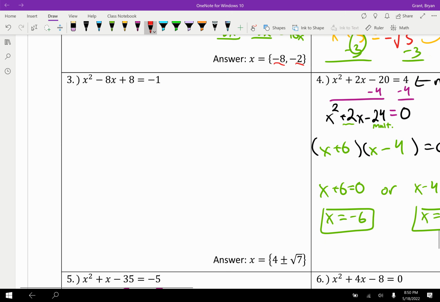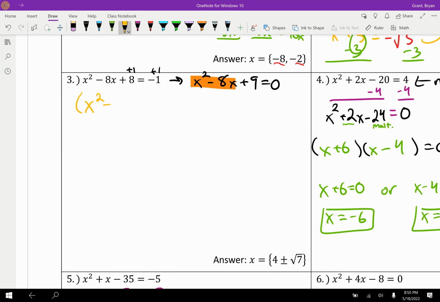X squared minus 8x plus 8 equals negative 1. Well, I think the first thing we should probably do is, and I'll just write this over on the right here, I think, is we should probably go through and add the 1 to each side, right? Add 1, add 1. So that will give me x squared minus 8x plus 9 equals 0. Though, honestly, I'm not quite sure why I did that, because I mentioned earlier, you don't need to have your equation equal to 0. My brain just went into full automatic mode and did silly stuff. So I didn't need to do that. Let's just focus on completing the square.